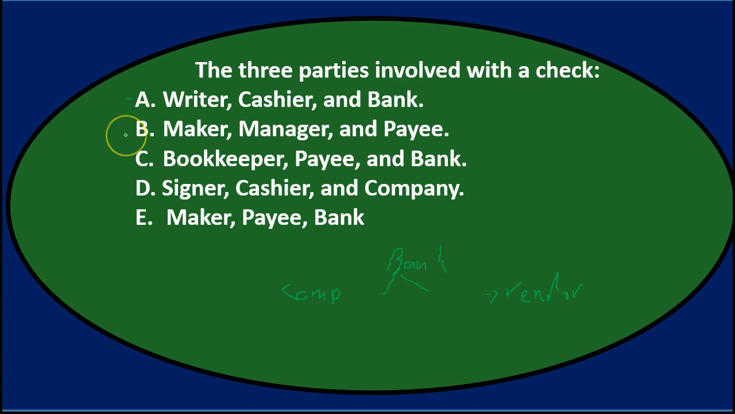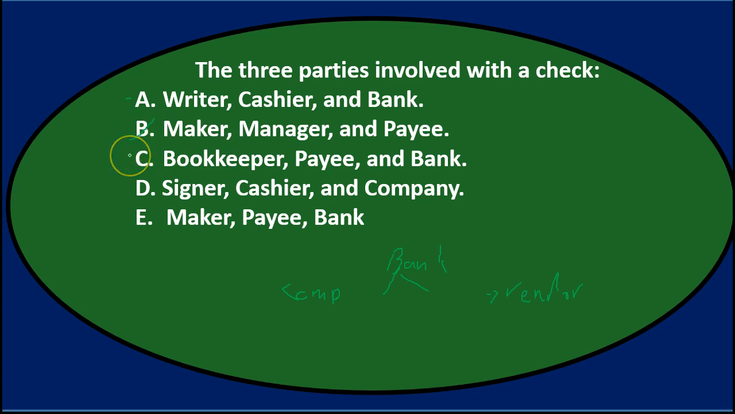B says the maker, the manager, and the payee. So that's going to be the person, I guess, making the check, and then manager possibly supervising the check is how we're thinking of that, and the payee. But I don't see the bank involved here, and that seems pretty crucial. I would think the bank would be in there somewhere, so I don't think it's that.